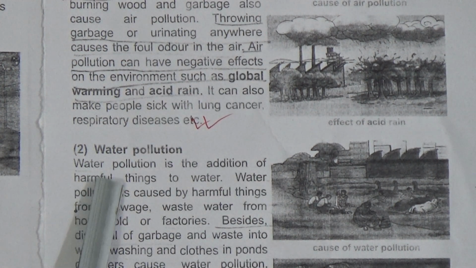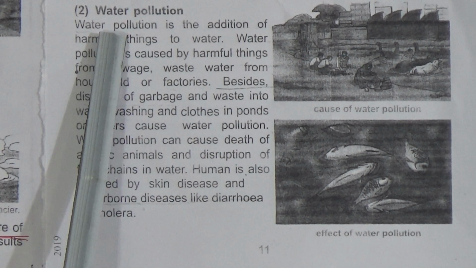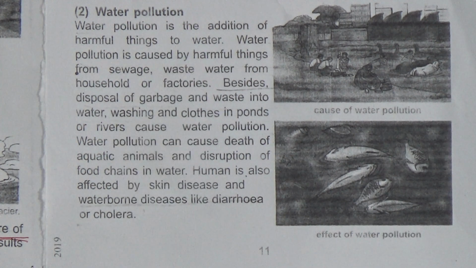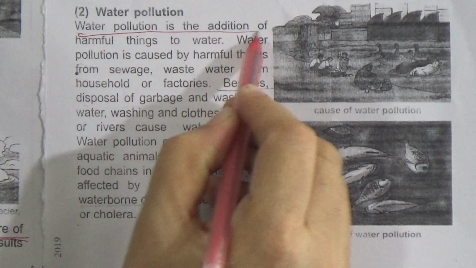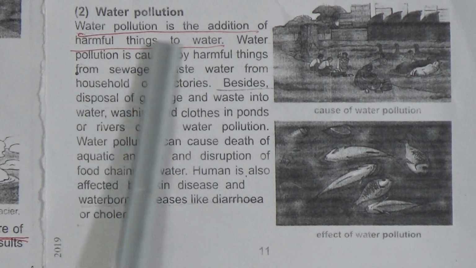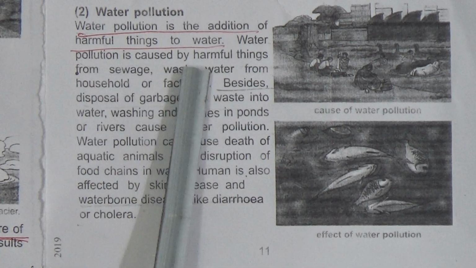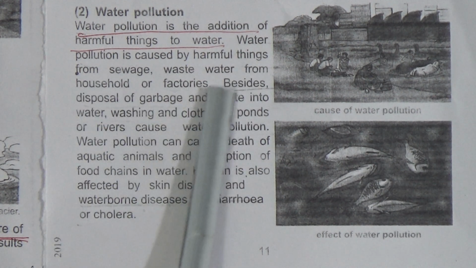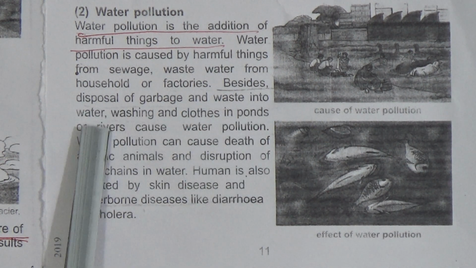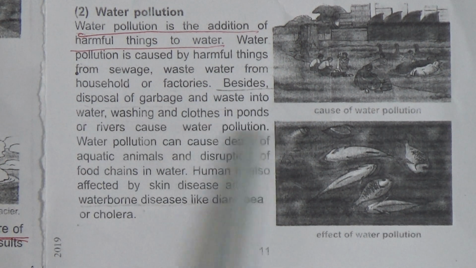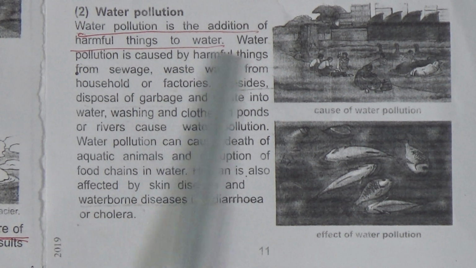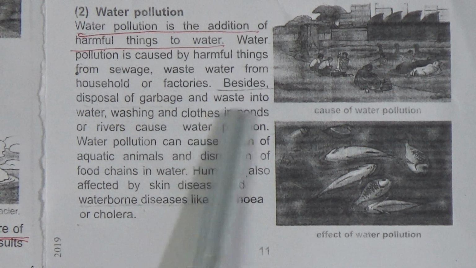Now come to the next topic, water pollution. Water pollution is the addition of harmful things to water. Underline this one, important, fill in the blanks. Water pollution is caused by harmful things from sewage and wastewater from households or factories. Besides disposal of garbage and waste into water, washing clothes in ponds or rivers causes water pollution. So these are the causes of water pollution. What are the causes of water pollution?